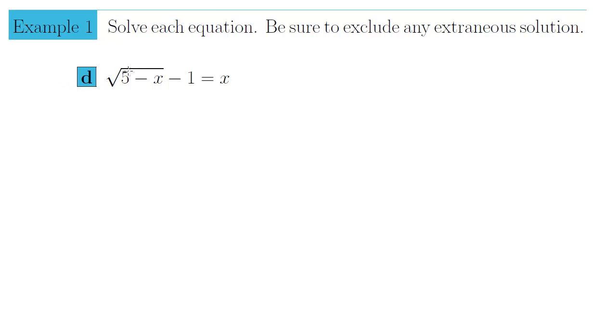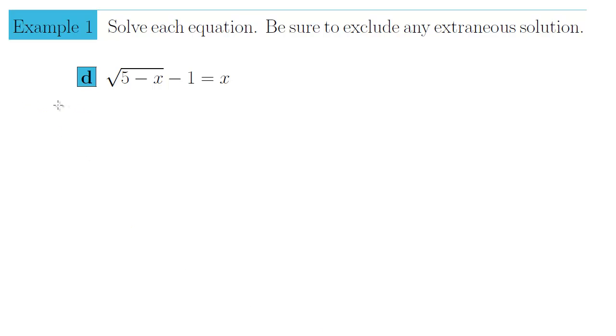All right, so here's the equation in part D. We have to solve the square root of the quantity 5 minus x, minus 1, so the minus 1 is outside of the square root, equals x. We're going to follow the same steps and see where they lead us.